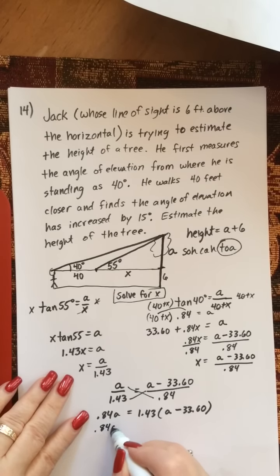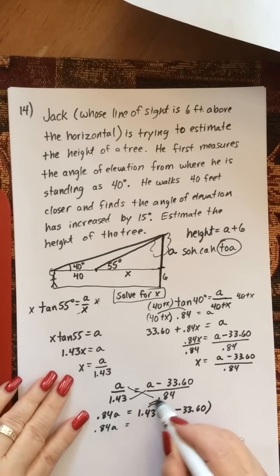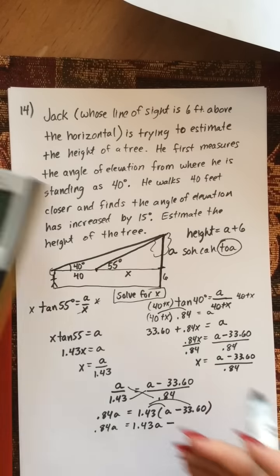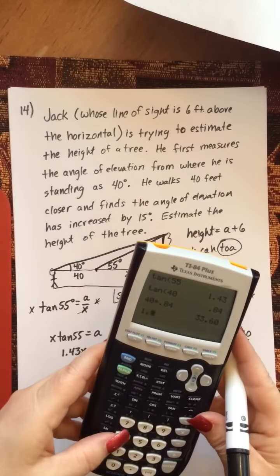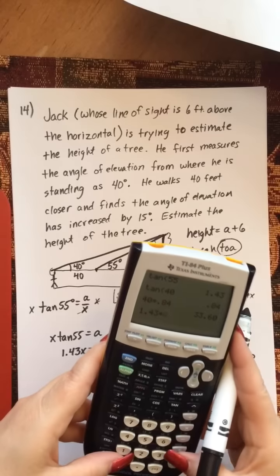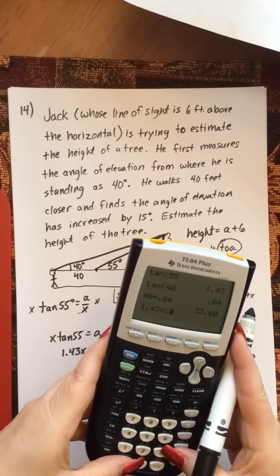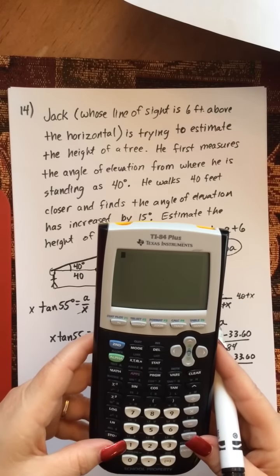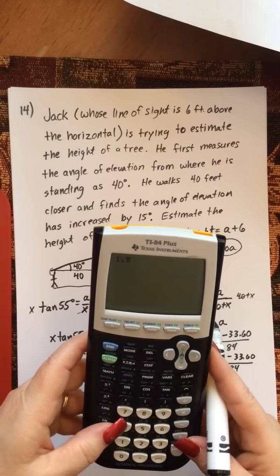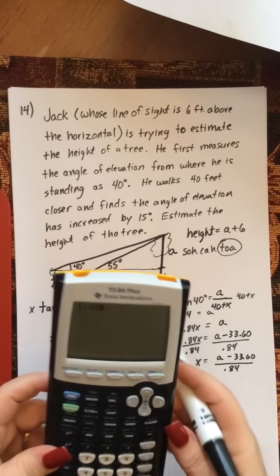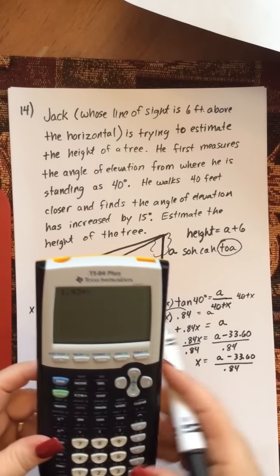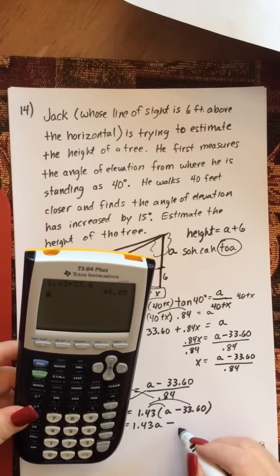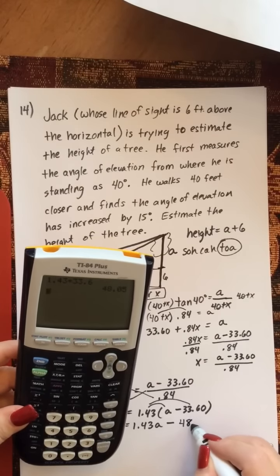So I get 0.84a equal to, distribute this. So this will be 1.43a minus, in my calculator, 1.43 times... let's try that again. I was trying to clear. So I'm going to do it again. 1.43, I'm multiplying this times this, times 33.6. I know it's really negative, but I already know it's going to come out to be negative. So minus 48.05.